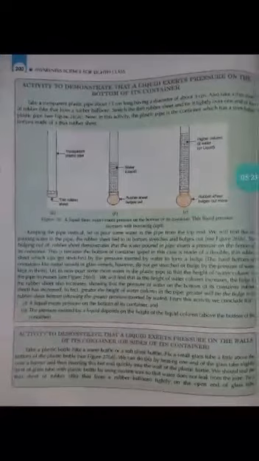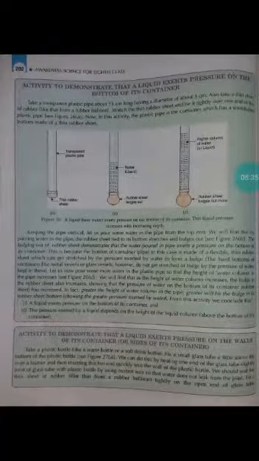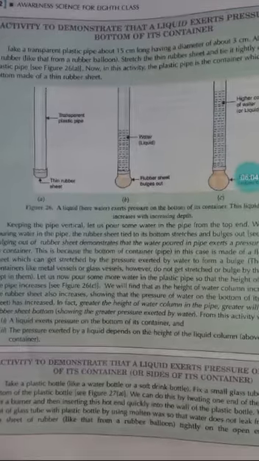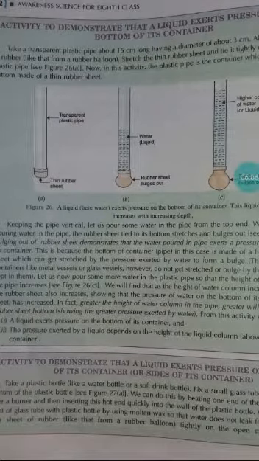So what happens, that we will find, as the height of the water column increases, the bulge in the rubber sheet also increases, which shows that the pressure of water on the bottom of its container has increased. In fact, greater the height of water column in the pipe, greater will be the bulge in its rubber, that is, the rubber sheet at the bottom. From this activity we draw our conclusion that, number one, a liquid exerts pressure on the bottom of its container.